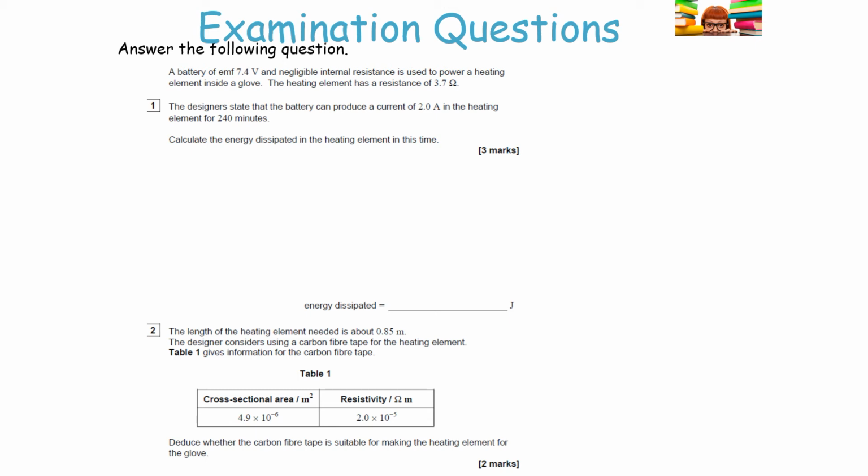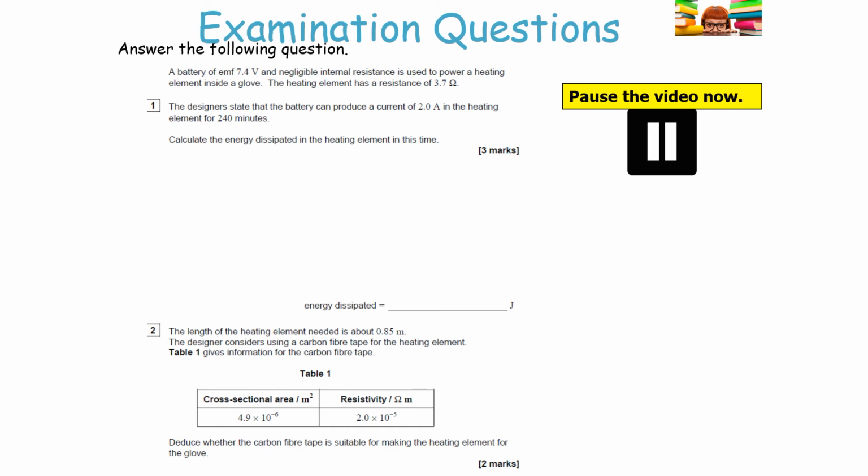The length of the heating element needed is about 0.85 meters. The designer considers using a carbon fiber tape for the heating element. Deduce whether the carbon fiber tape is suitable for making the heating element for the glove. So pause the video now, then unpause the video when you want to go through the answer.